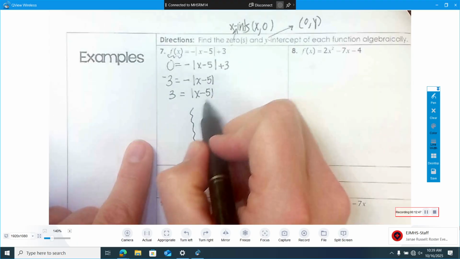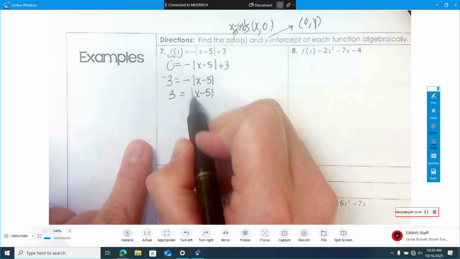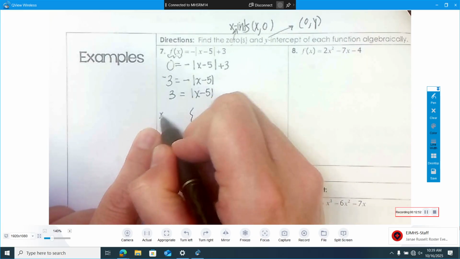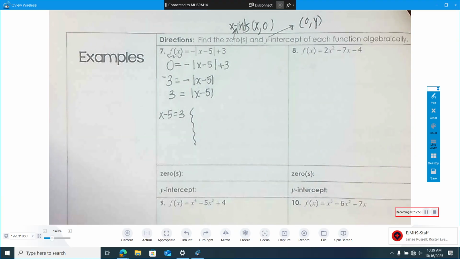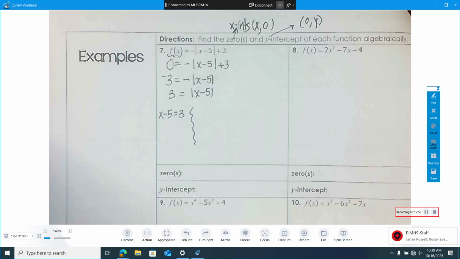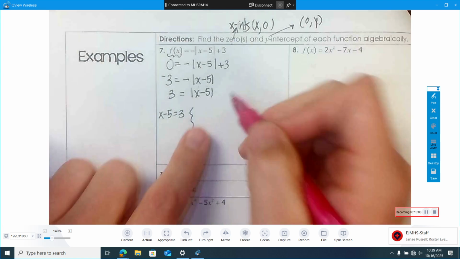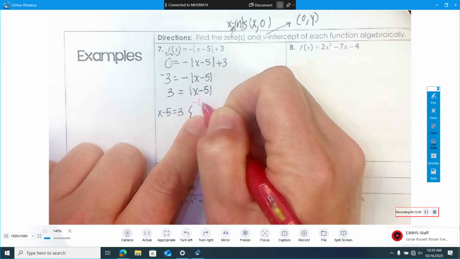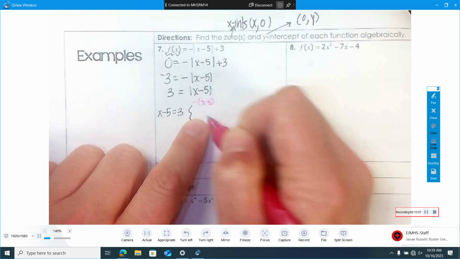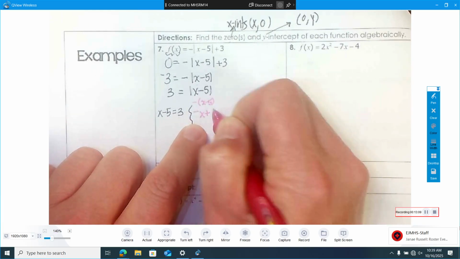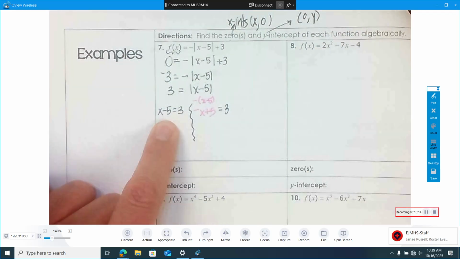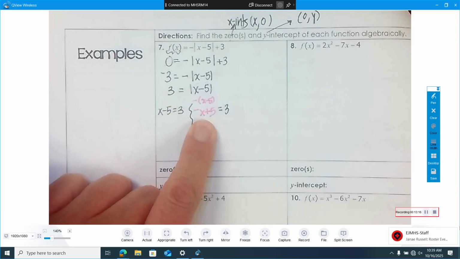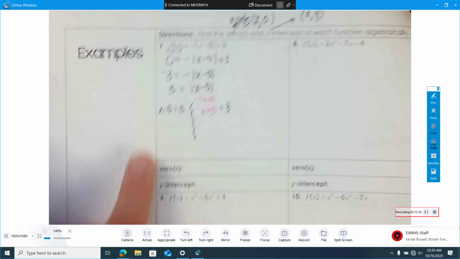Remember, the guts of our absolute value could have been positive, or the guts of the absolute value could have been negative. The inside could have been negative. It's always going to pop out as a positive 3. So the opposite, the negative guts, become negative x plus 5. All right, so the guts were positive or the guts were negative. Two equations to solve here.